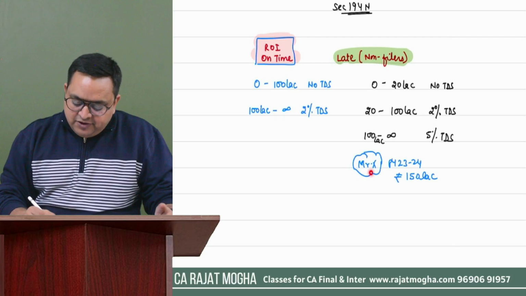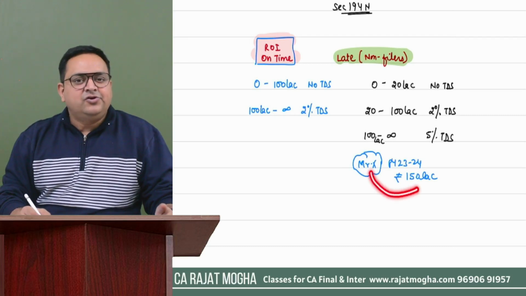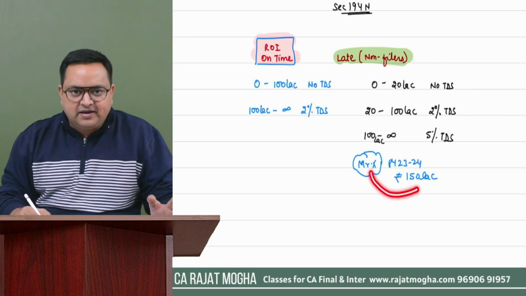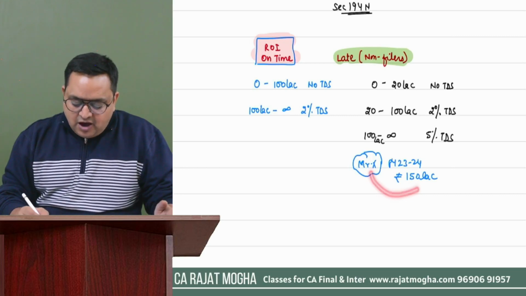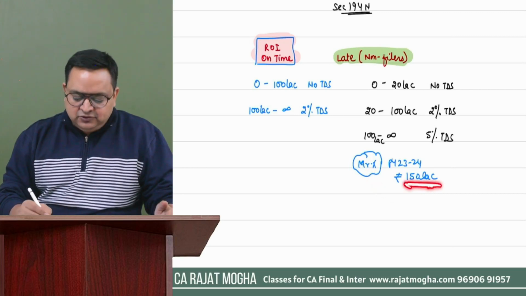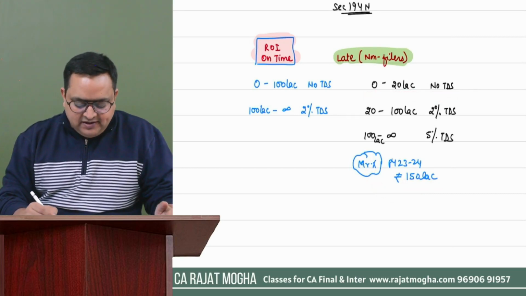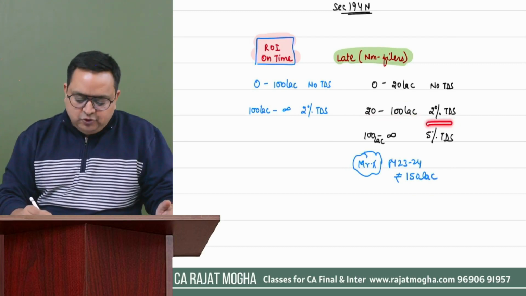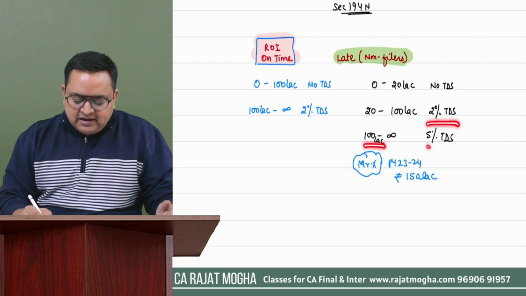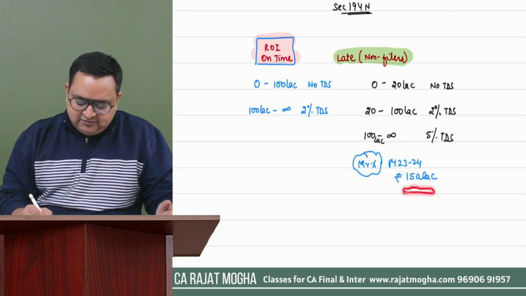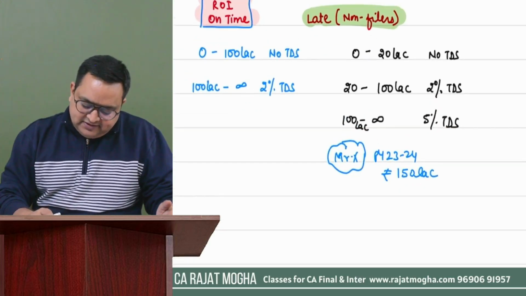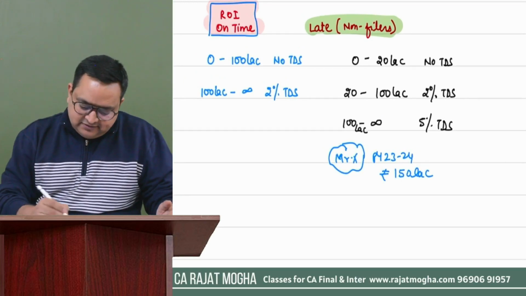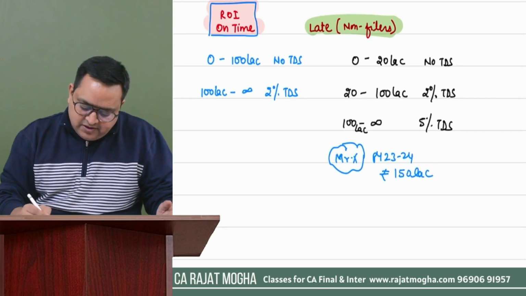So if it is given in your examination that this person has withdrawn 1.5 crore from his bank account, that is 150 lakh, then how much TDS will apply in this case? Simple: up to 20 lakh, no TDS. Next 80 lakh, 20 to 100, 2% TDS. Above 100 lakh, there will be 5% TDS. So how much TDS will be there in this case? This person is a non-filer and is withdrawing 150 lakh.